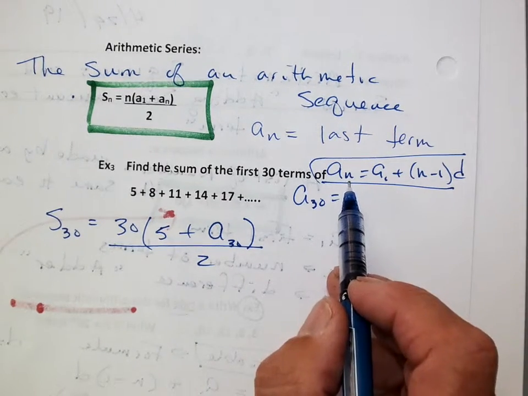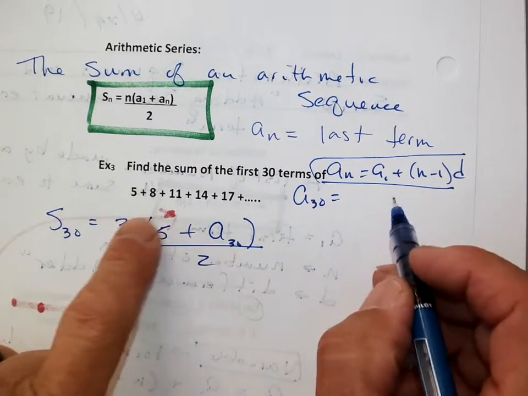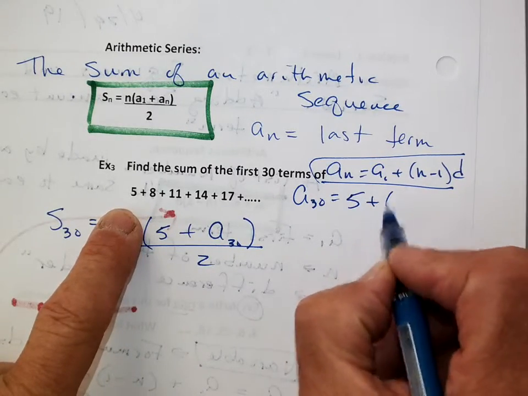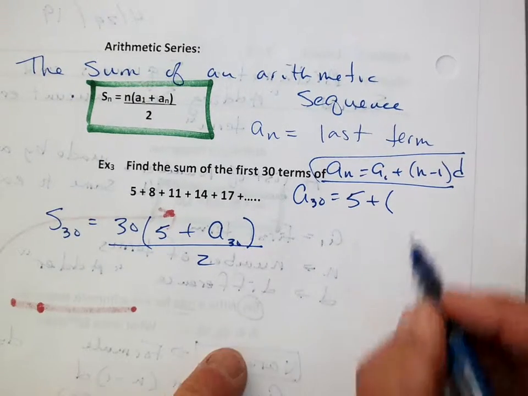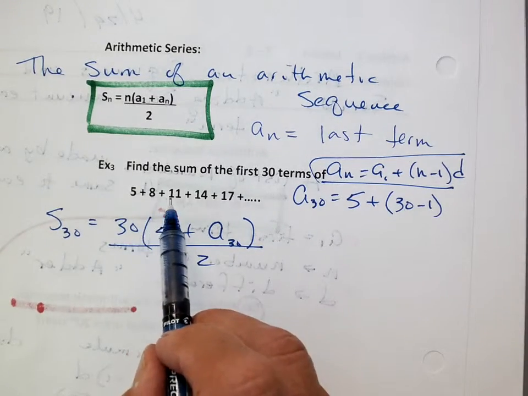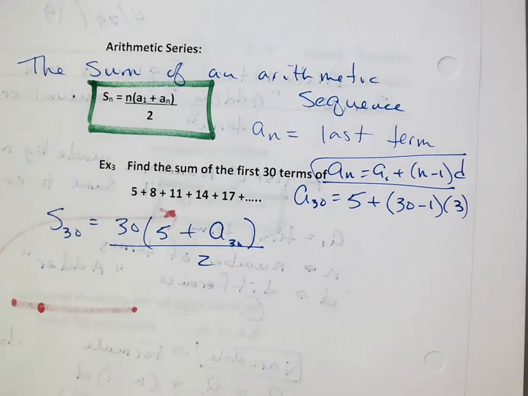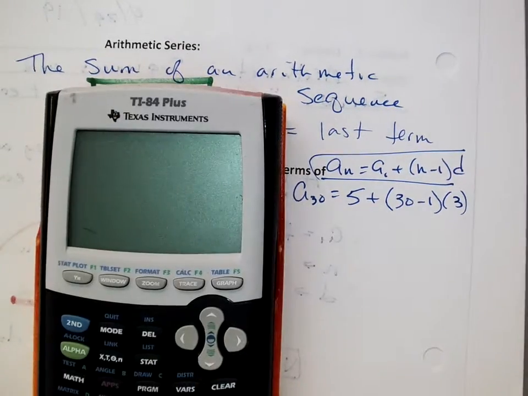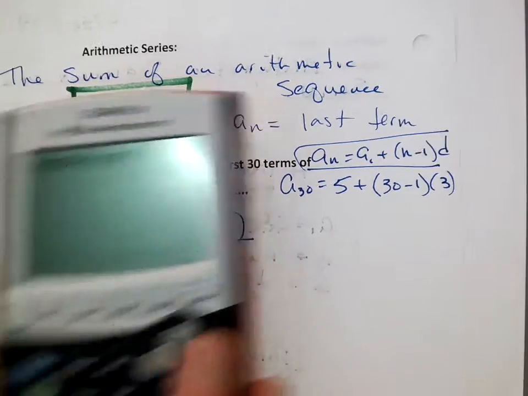I need to find A of 30 so I can plug it in here. I need the last term, right? So A of 30 is equal to A1, well, that's 5, plus parentheses N is the number of terms. Well, the number of terms is 30. I need 30 terms minus 1. And D is the difference, right? What's the difference between each term? 3, right? All right, I'm going to use my calculator because I trust my calculator. So I'm going to go 5 plus parentheses 30 minus 1, which of course is 29, times 3, and I get an answer of 92.